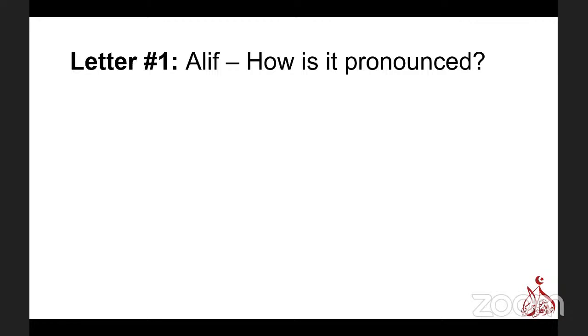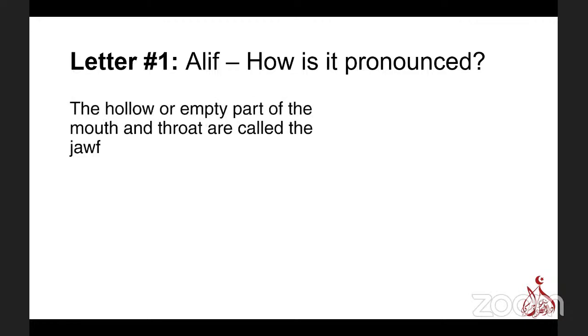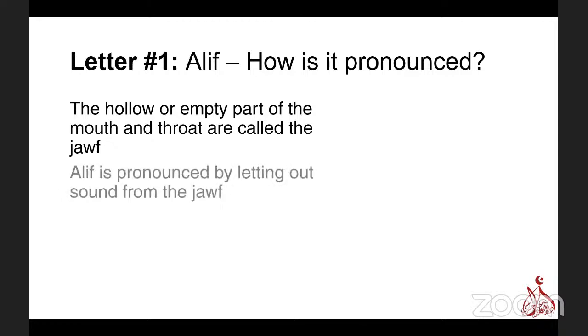This will get a bit technical, but let's keep it as simple as possible. So in our mouths, there is a hollow or empty part down from the throat all the way to the mouth. So when you are breathing or saying anything, there's that emptiness in your entire mouth and throat where the air is coming out from. So that empty part where all the air and sound is coming out from, in Arabic, that's called the jawf. Jawf literally means a cavity, an open area. That's what a jawf is called.